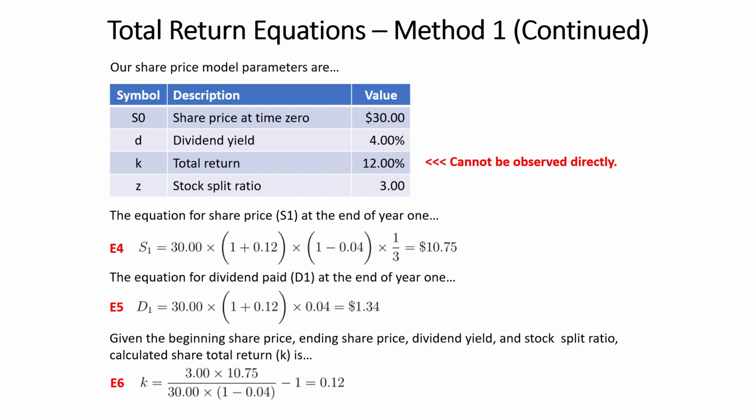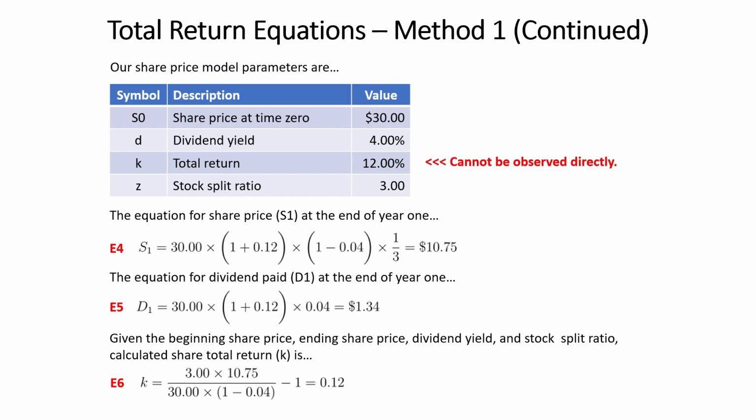And then we want to calculate the dividend, which in the previous slide was E2, but in this case we're going to dump some numbers into that equation to get E5. So we have dividend paid at the end of year one, which is $30, times 1 plus K, where K is 12%, that's total return, times the dividend yield, which is 4%. So we have a dividend paid at the end of year one of $1.34.